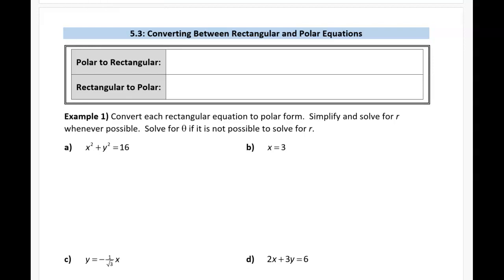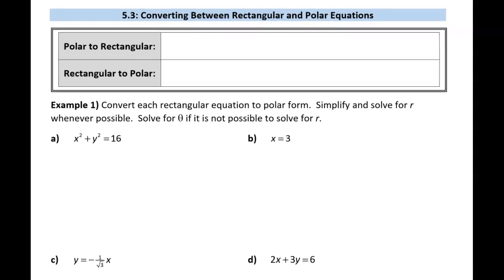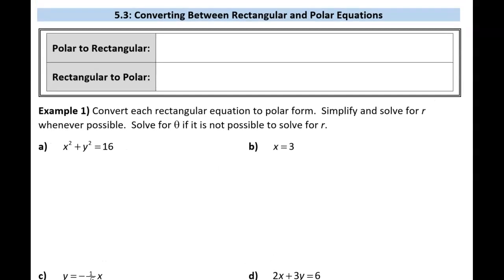In this lesson, we're going to convert equations between rectangular and polar form. You'll remember in lesson 1, we did this with points and converted an xy to an r theta and vice versa. Let's remember what those equations are.